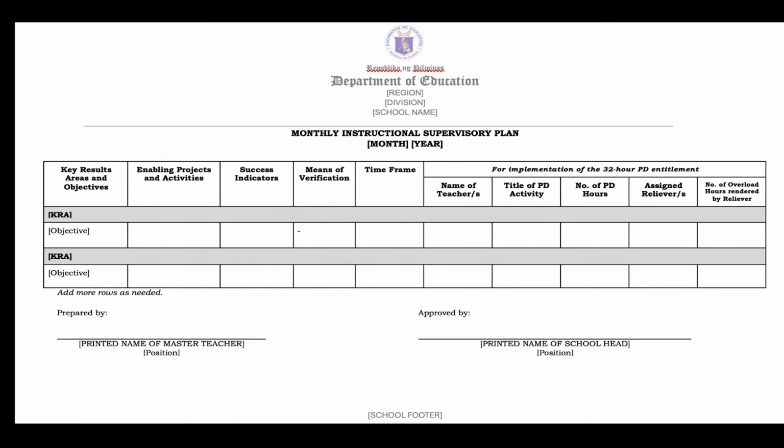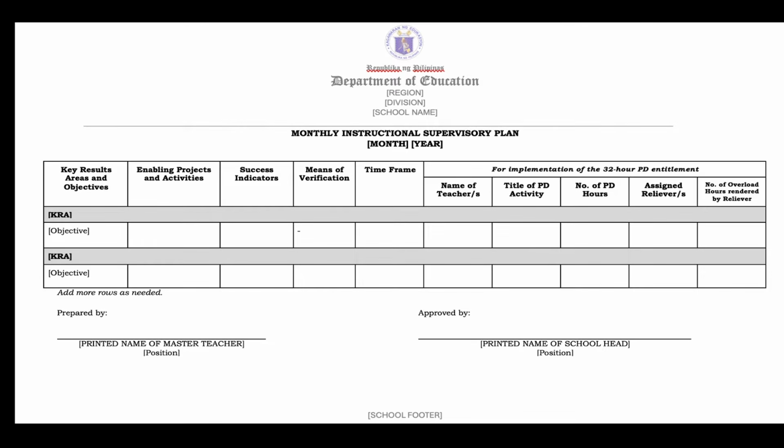So in order for you to prepare this, what you will do is you look at the individual development plan of your teachers and then try to see, as a supervisor, because you are supervising your teacher, as the master teacher and the principal, you have to align it based on the needs of your people. So as you can see, the key areas and objectives here, you write what are the key result areas and objectives, and what are the enabling projects and activities that he promised that he is going to do in order to fulfill these key result areas.